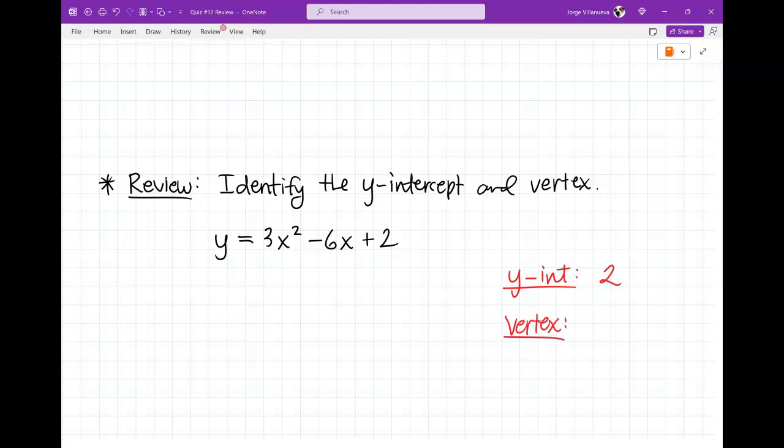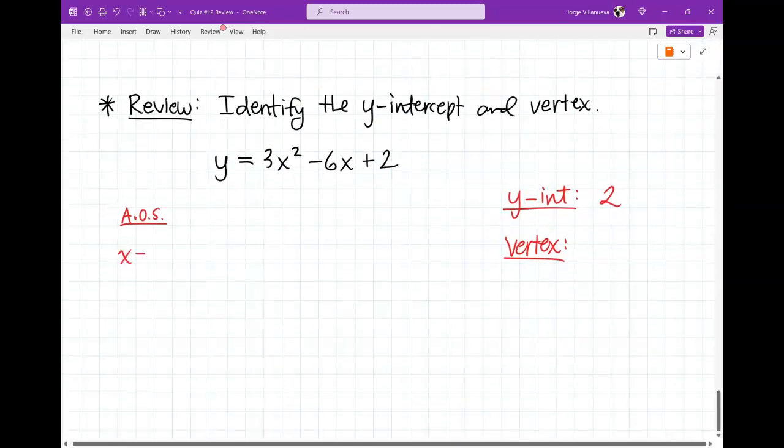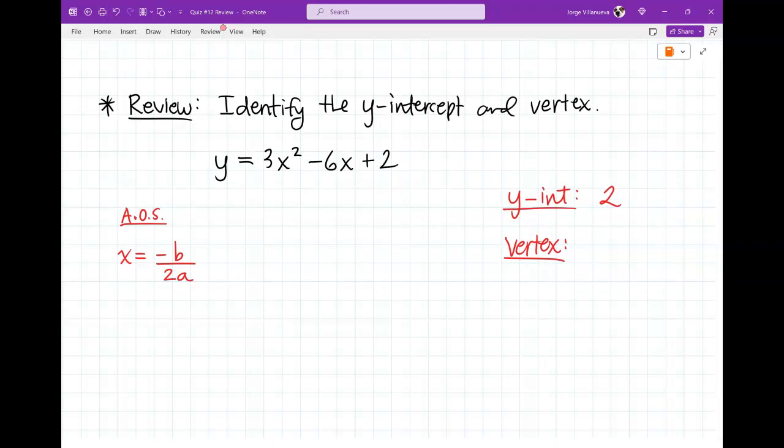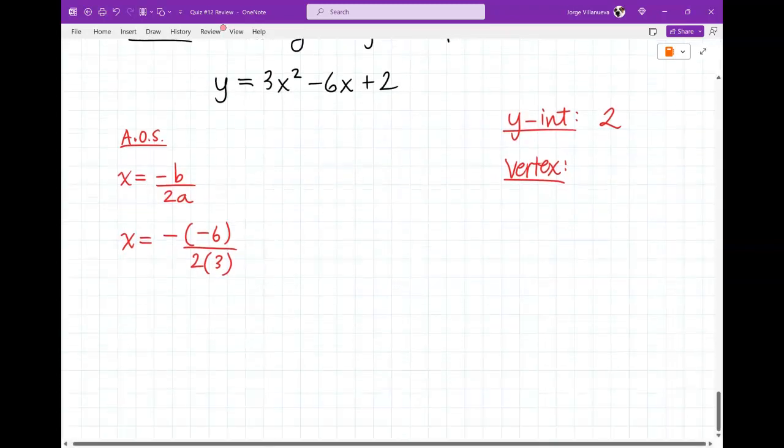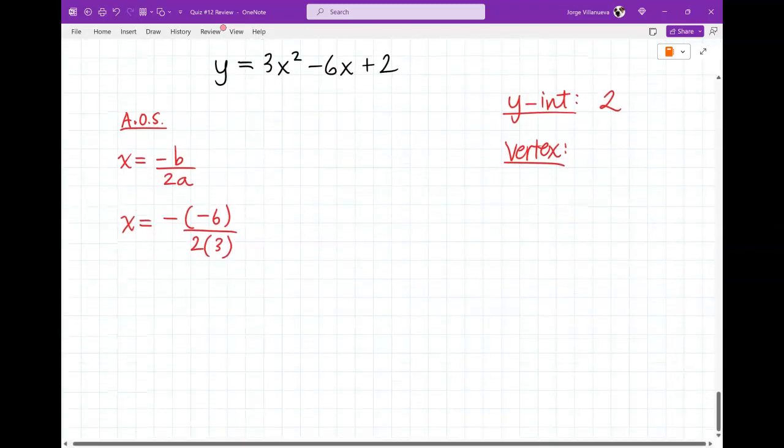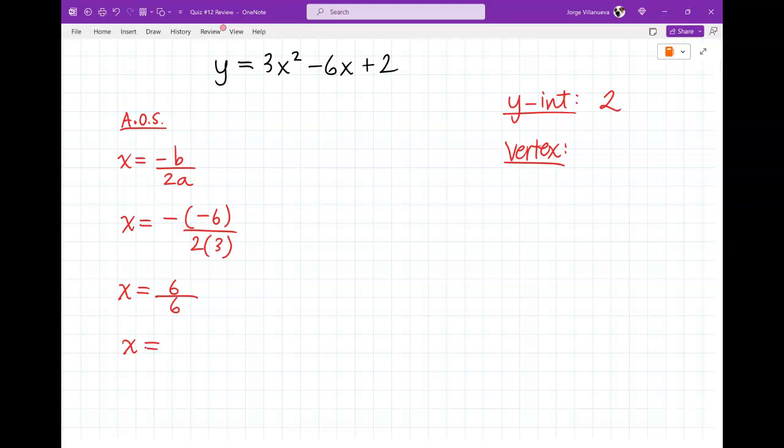But since this is in standard form, your vertex, first you got to find your axis of symmetry. So that's x equal to negative b over 2a. I know that b is negative 6, so that's going to be x equal to negative of a negative 6 over 2 times a, which is 3. All right. Negative of a negative 6 is a positive 6, and 2 times 3 is 6, so x would be 1. Now remember, your vertex is a point, right? So I'm going to write the number 1 right there, because I know that that's my x value for it.